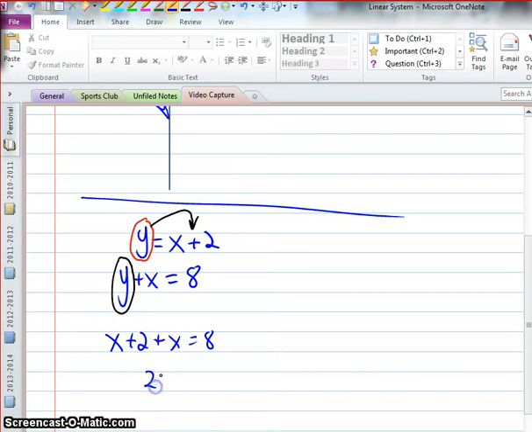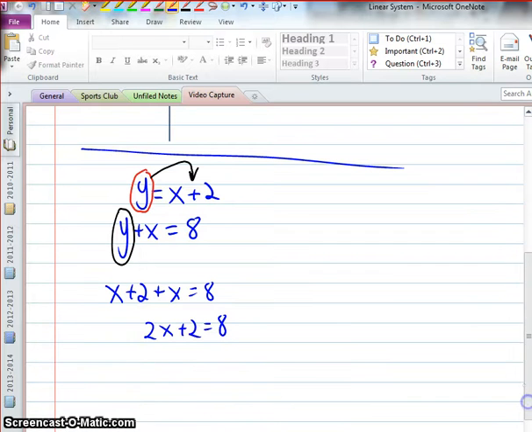And then I could combine like terms. So 2x is equal to 6, and x must be 3. So I just found the x-coordinate of where these two lines must meet. If I want to find the y-coordinate, I can substitute that 3 in for x into either one of these equations and solve, and you'll find it.